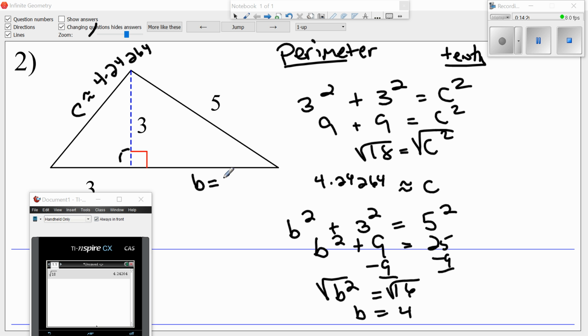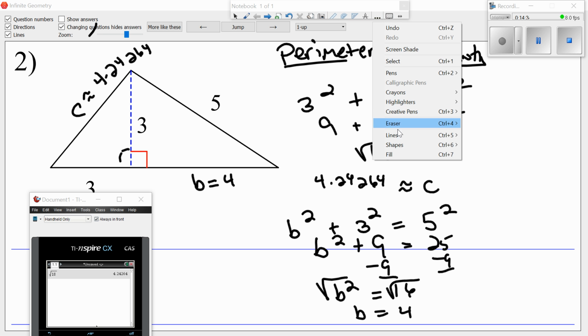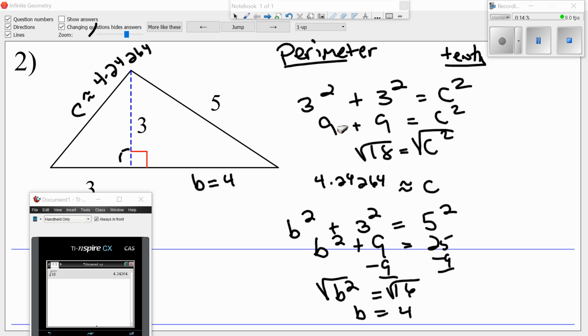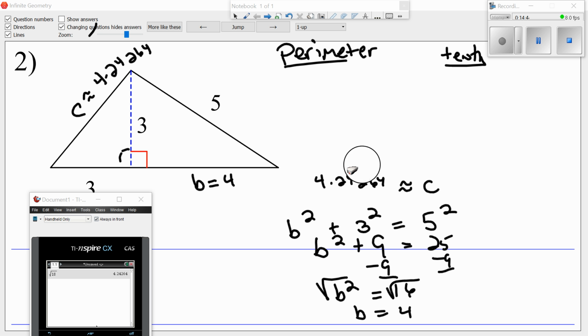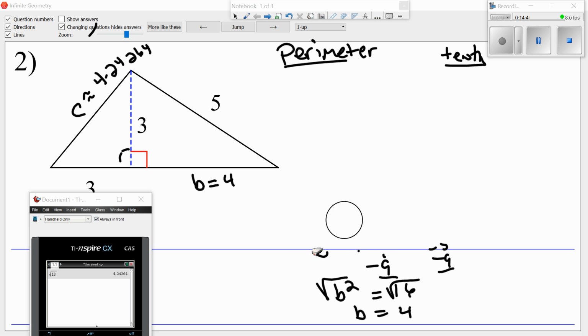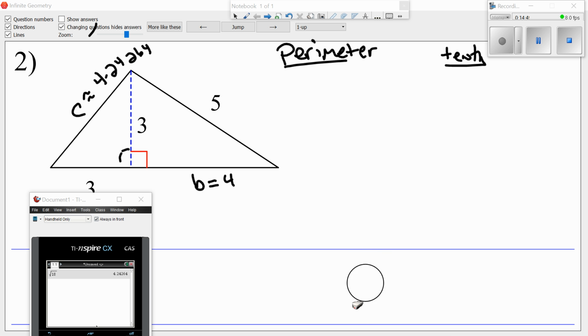So B equals 4. Now I'm going to clean this up so we can find the perimeter now. And I don't need any of this stuff over here anymore. Okay, you should have written it down. Okay, well, I'm losing it. It's late at night.